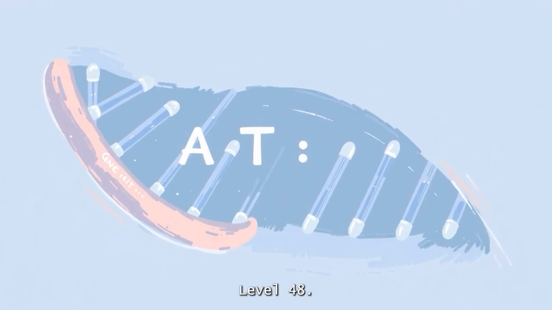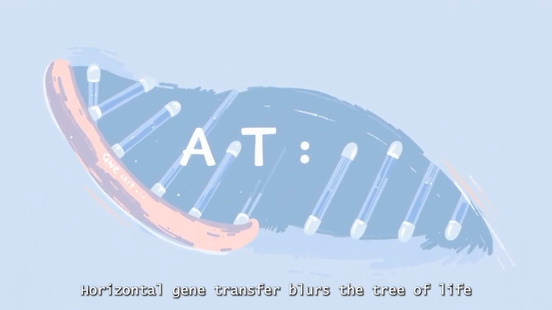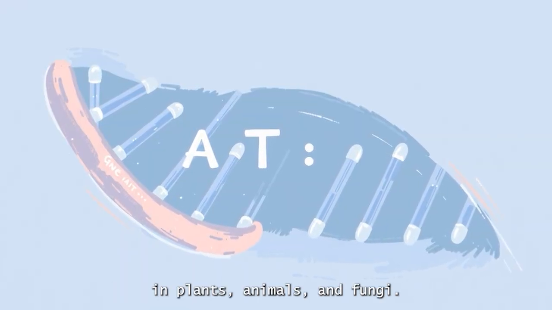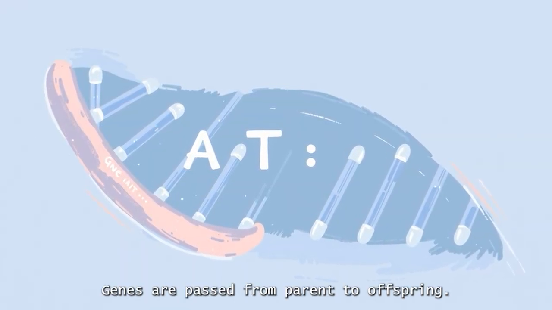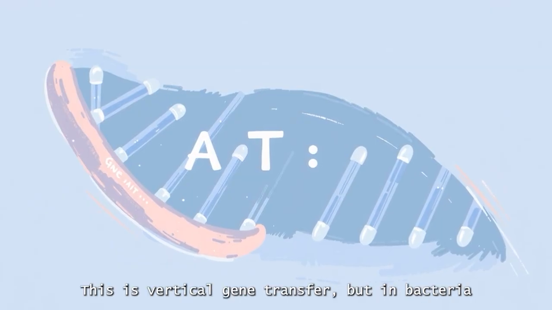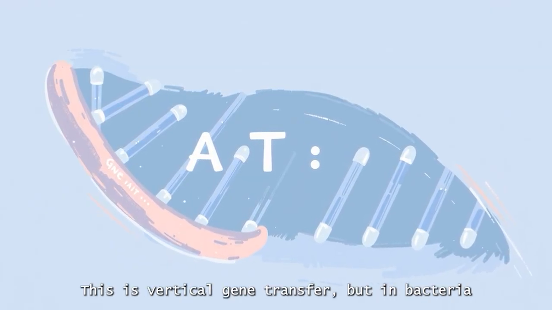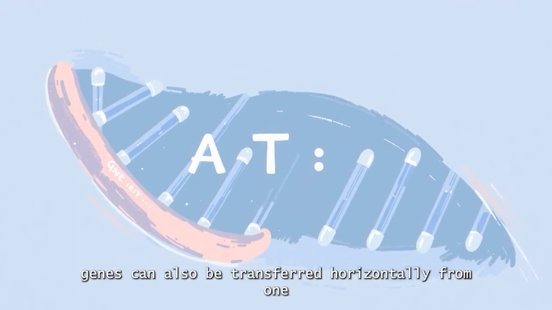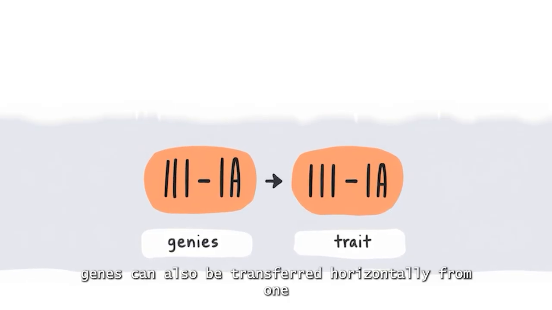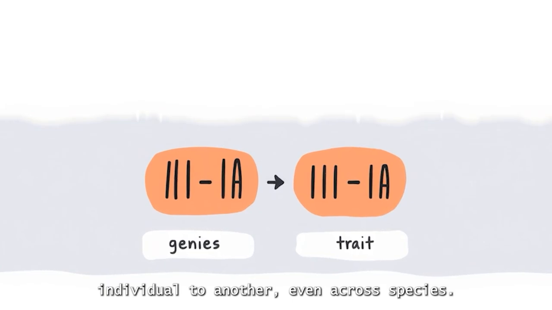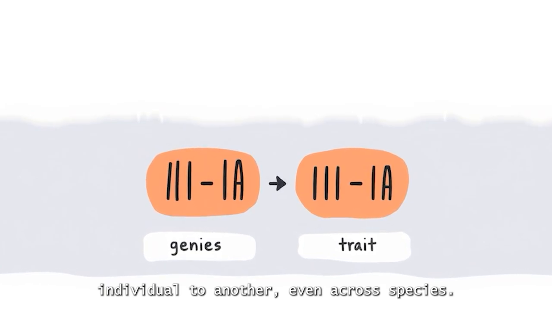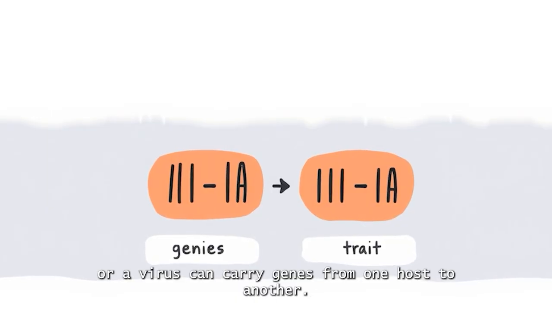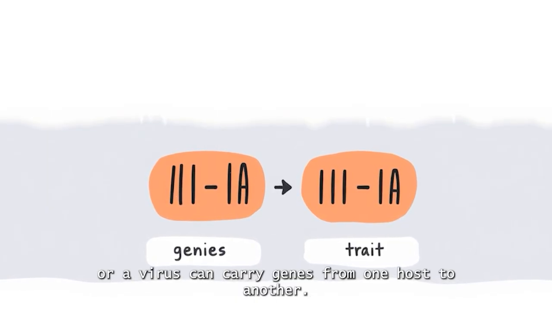Level 48. Horizontal gene transfer blurs the tree of life. In plants, animals, and fungi, genes are passed from parent to offspring. This is vertical gene transfer. But in bacteria, and to some extent in other organisms, genes can also be transferred horizontally, from one individual to another, even across species. A bacterium can pick up DNA from its environment, or a virus can carry genes from one host to another.